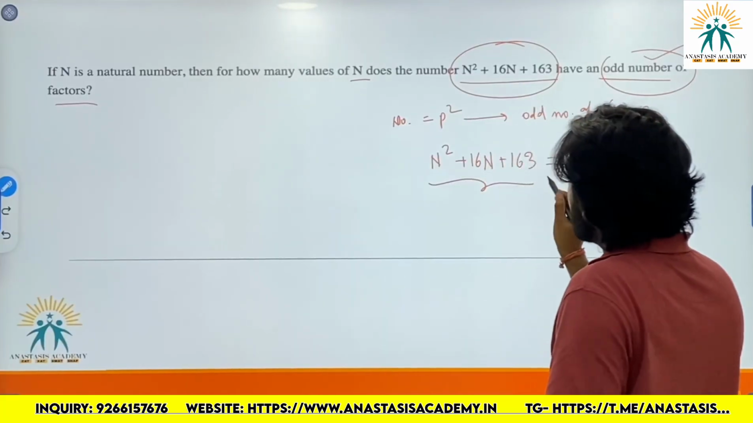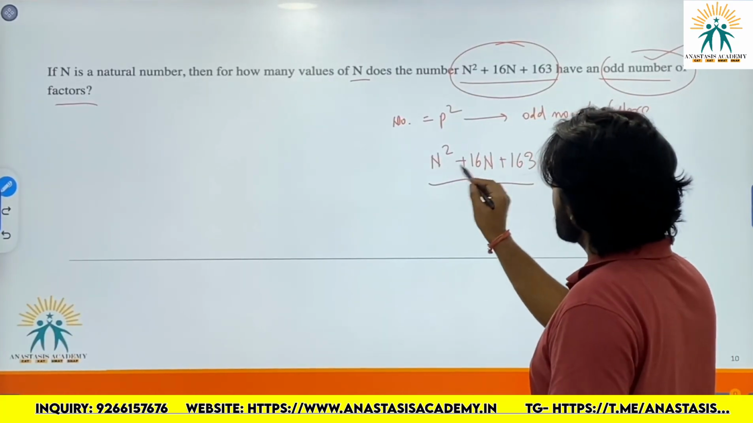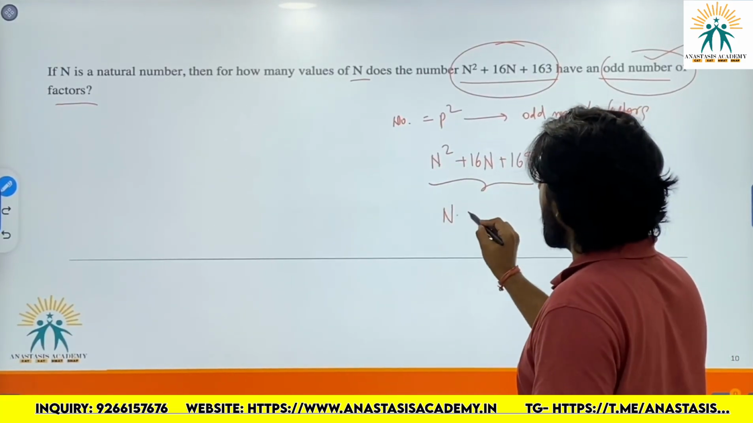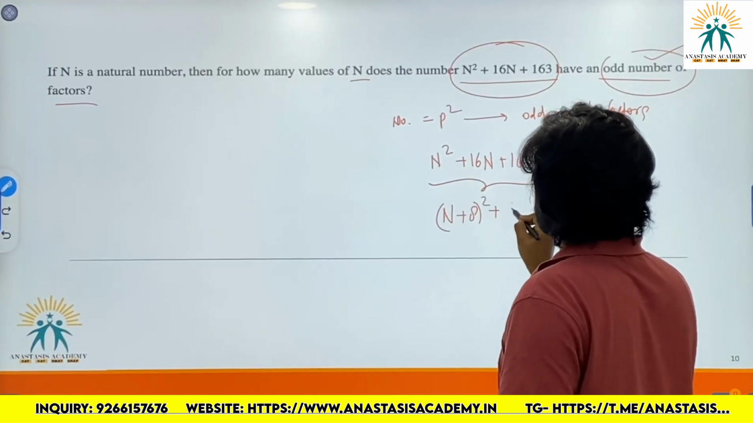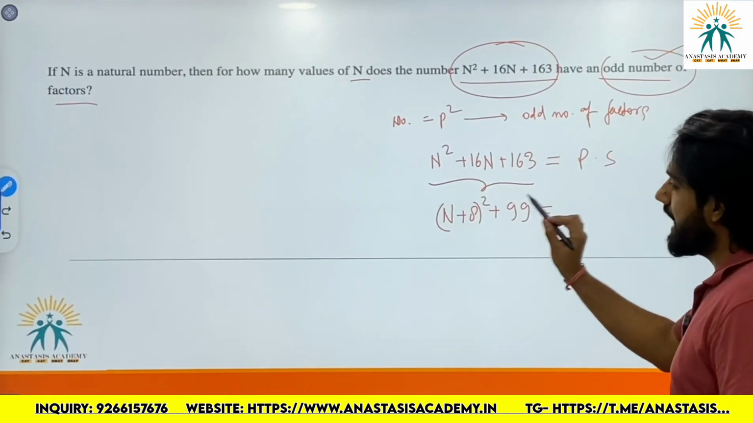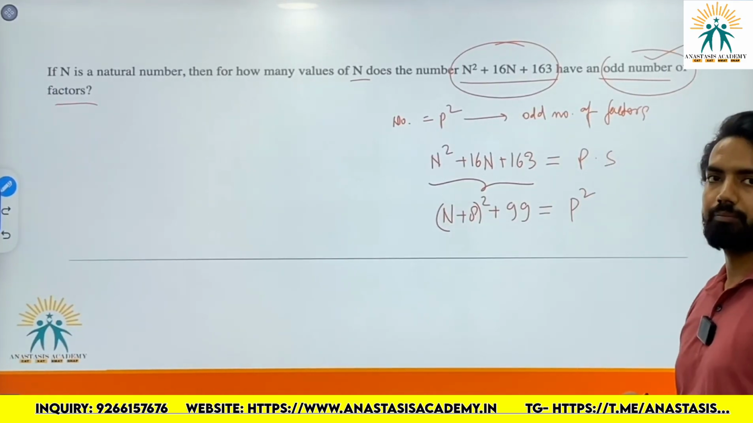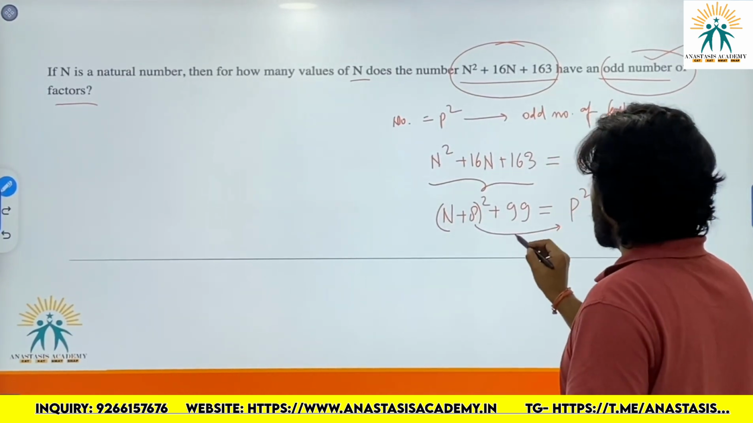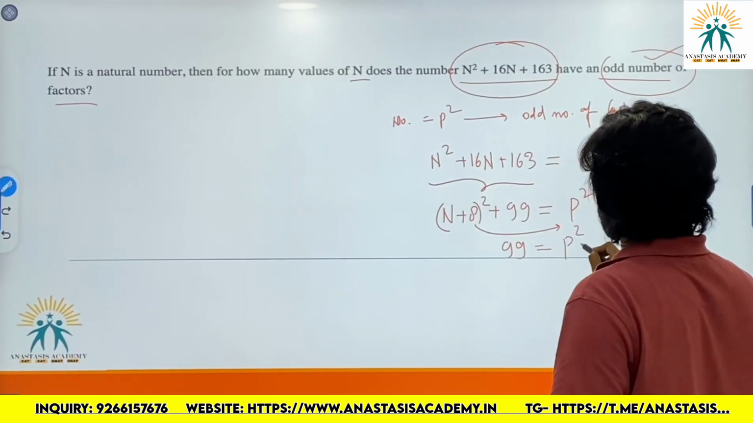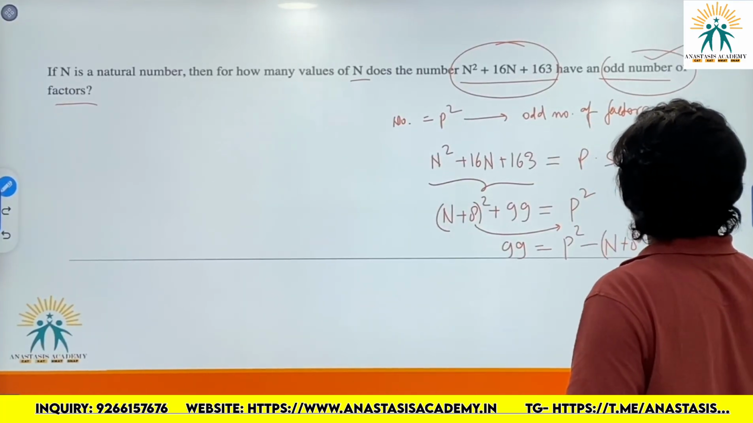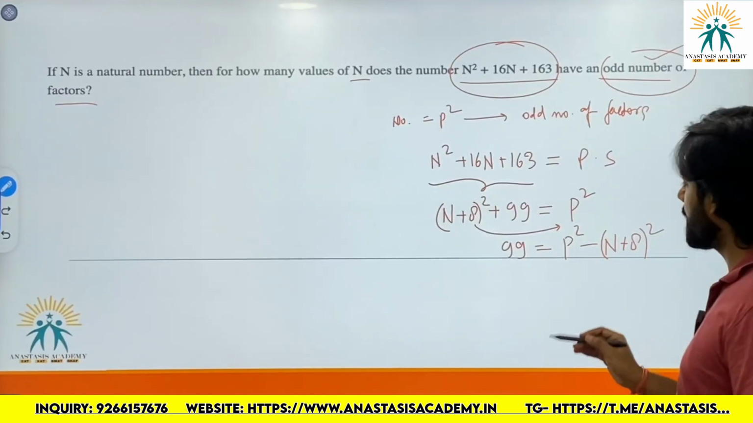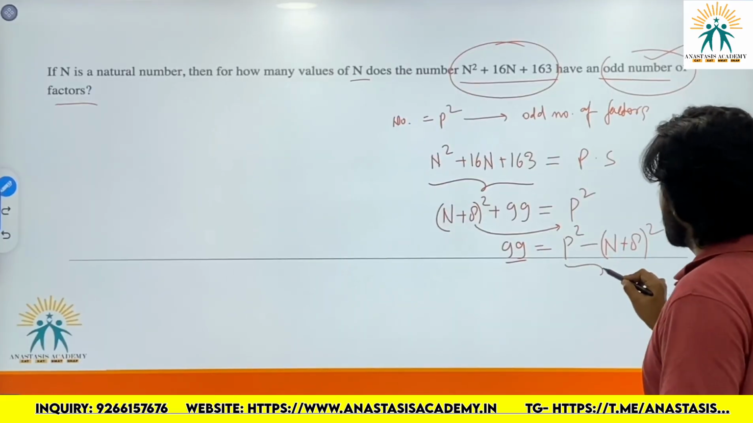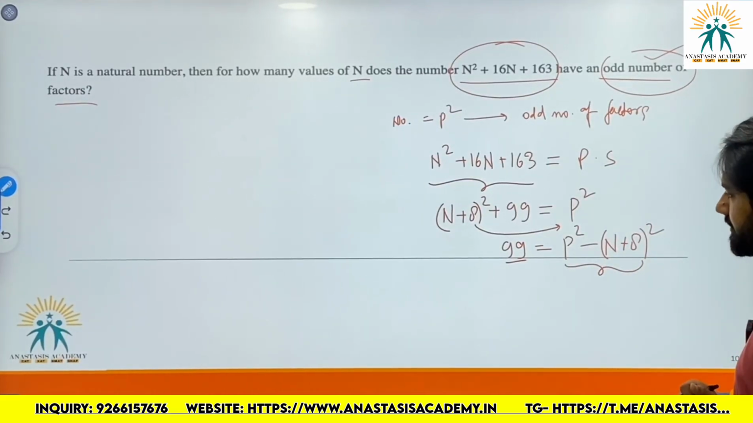So rewriting this expression, I can write it as (n plus 8) whole square plus 99, and it must be equal to some perfect square p square. Taking (n plus 8) whole square to this side, I can say 99 is equal to p square minus (n plus 8) whole square. So I have to find the number of ways in which 99 can be represented as a difference of two squares.